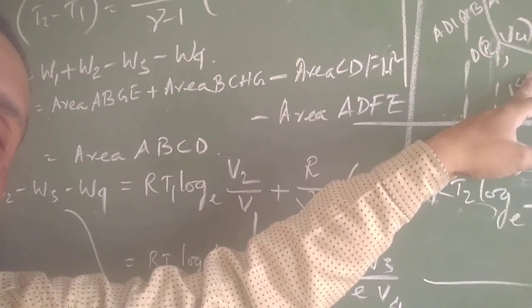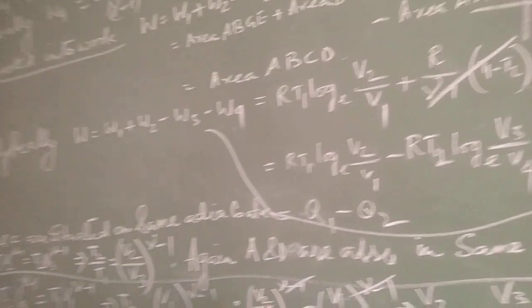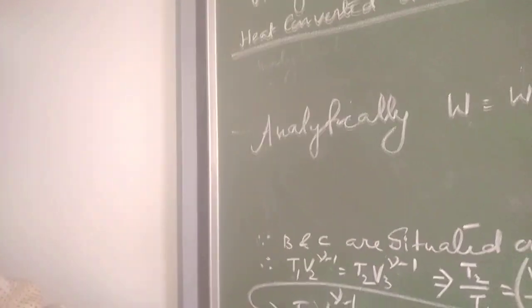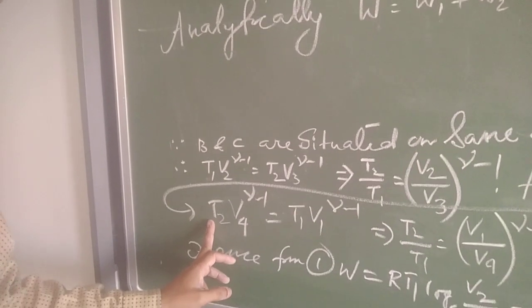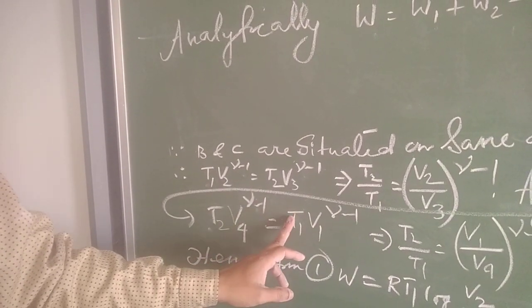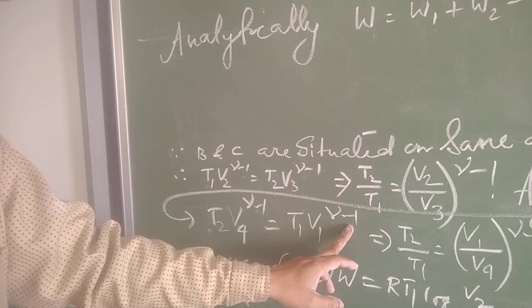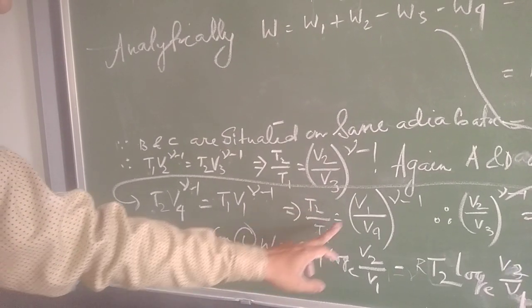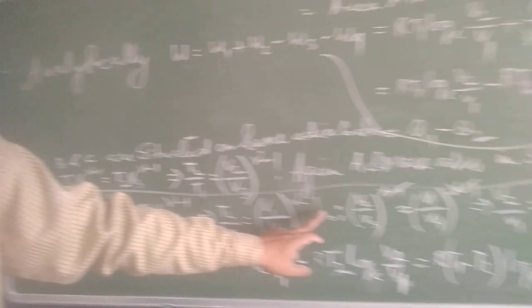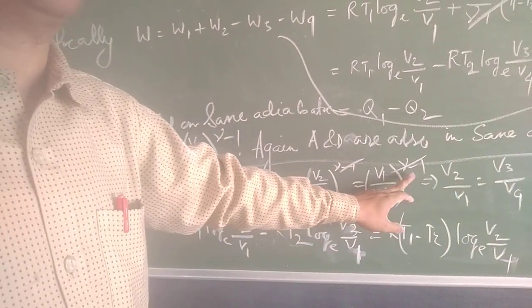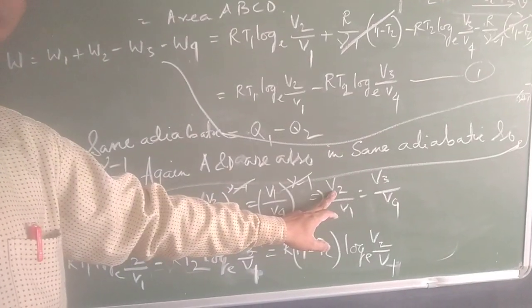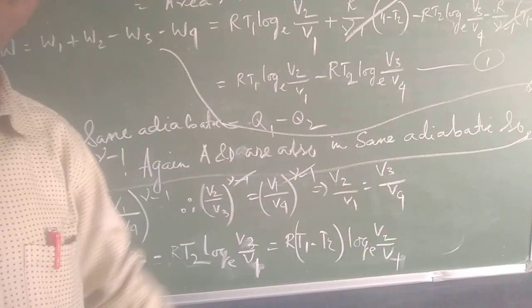Again, in the same way, A and D are in the same adiabatic. So what can we say? We can say that T2 V4 to the power gamma minus 1 is equal to T1 V1 to the power gamma minus 1. So we get T2 by T1 is equal to (V1 by V4) to the power gamma minus 1. As a result, we get (V2 by V3) to the power gamma minus 1 is equal to (V1 by V4) to the power gamma minus 1. And we get V2 by V1 is equal to V3 by V4.